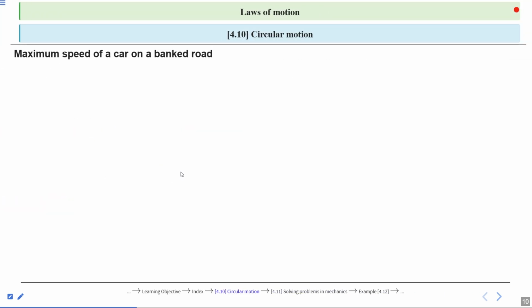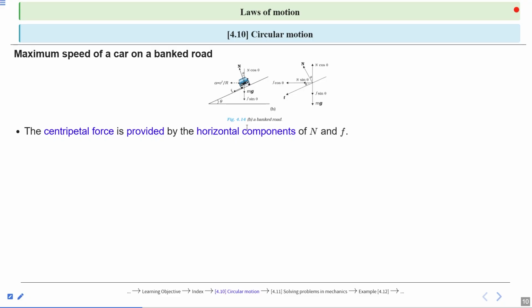So next, let's see. We know this is an illustration of a banked road. So the centripetal force is provided by the horizontal components of N and F. So look at here, there are vertical components and horizontal components of the forces.